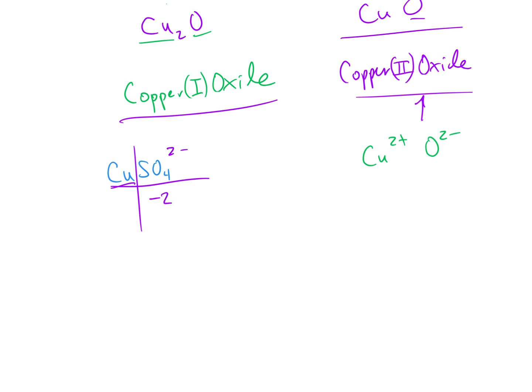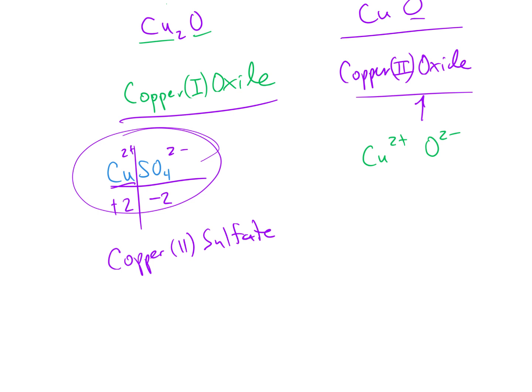1 times -2 is -2. This side has to be +2. In copper, there's only 1 copper, so it's 2 plus. So this CuSO4 is called copper(II) sulfate. Common misconception, or common mistake people make. Good? So just write that down. If there's no parenthesis on a polyatomic ion, there's only one of them. If there is a parenthesis, then it's easy to tell how many there are because it's written there. Good?